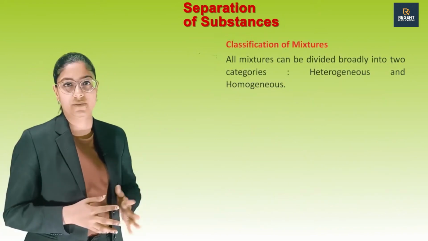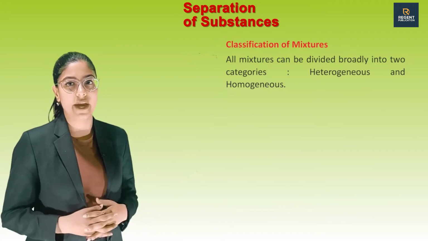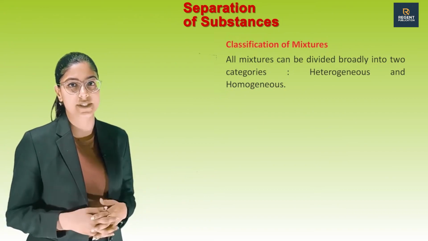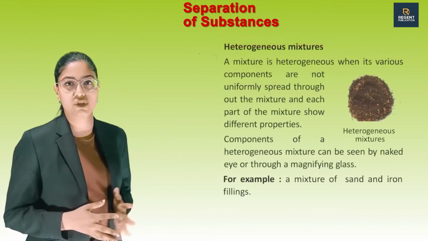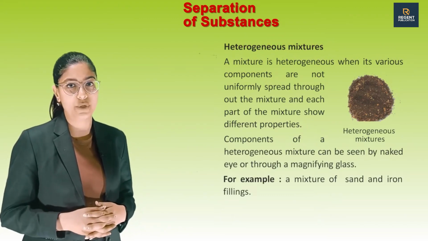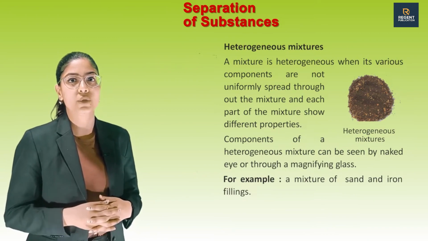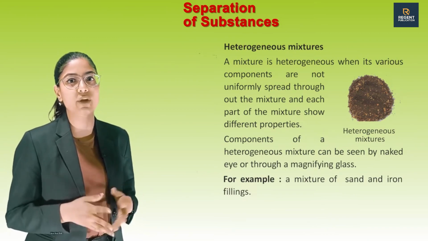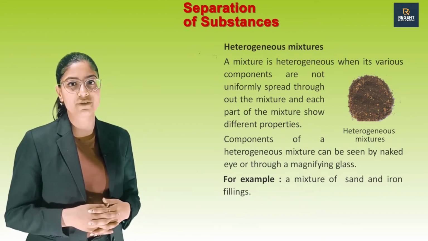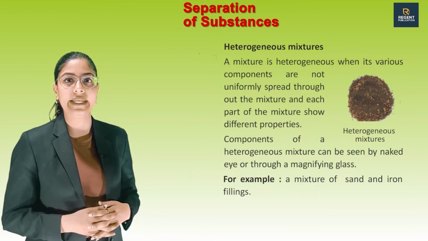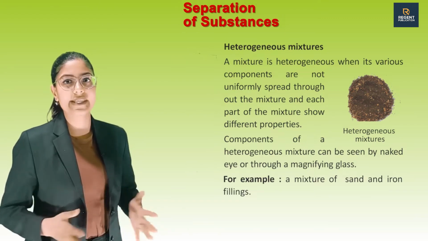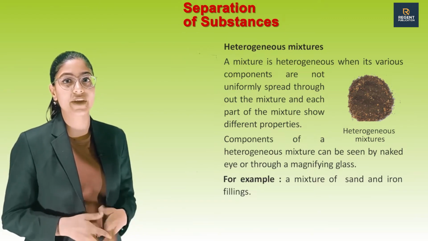Classification of mixture. All mixtures can be divided broadly into two categories: heterogeneous and homogeneous. Heterogeneous mixture. A mixture is heterogeneous when its various components are not uniformly spread throughout the mixture and each part of the mixture shows different properties. Components of a heterogeneous mixture can be seen by the naked eye or through a magnifying glass. For example, a mixture of sand and iron filings.